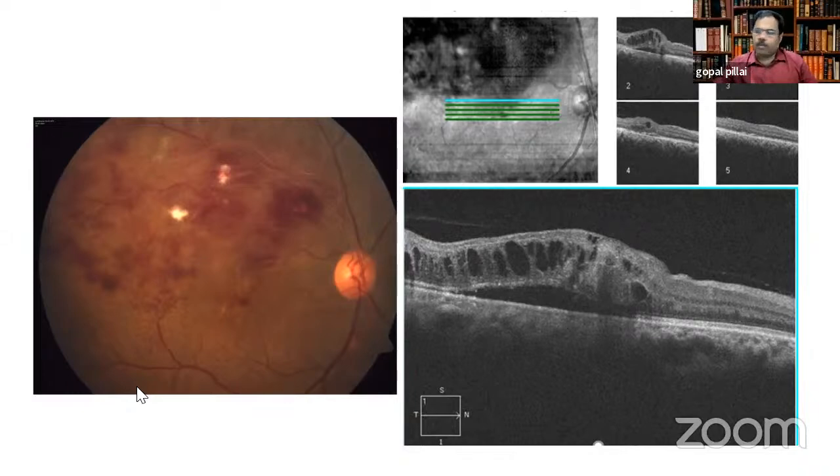All right. But in the presence of edema, you cannot make out that much of hyperreflectivity. Maybe after treatment, when the edema settles down, you'll be able to see that.